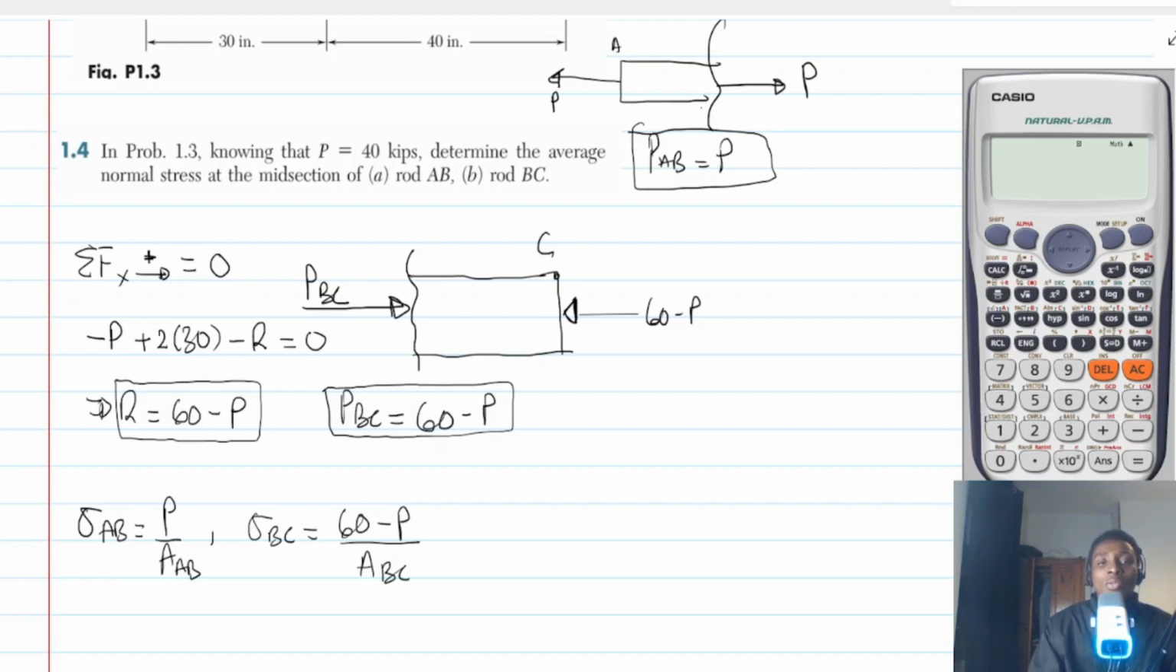So, first of all, let's solve for the area, and then we will just compare the two. For the first area, what is it going to be?